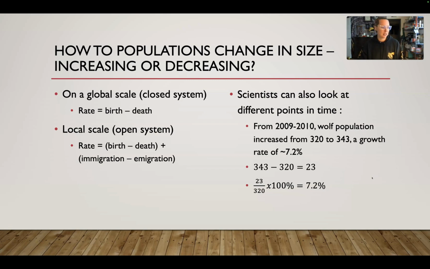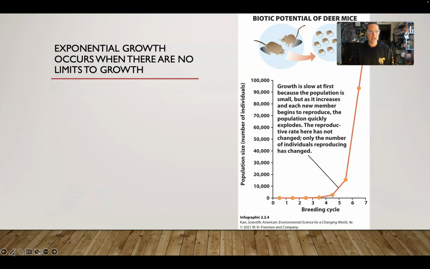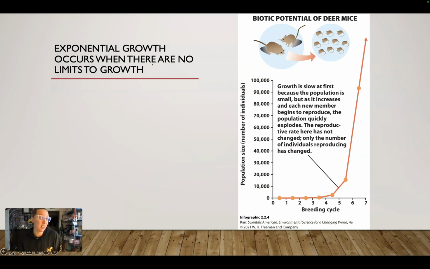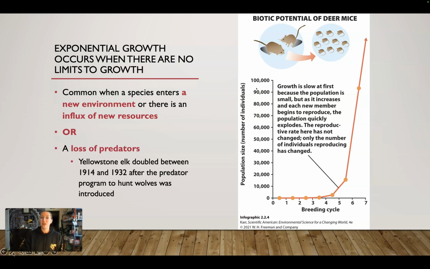But there's got to be limits to these growths, right? So there is, this is from your book here, looking at exponential growth, and this can occur where no limits exist within the growth, which is common when a species enters a new environment, or there can be an influx of new resources, or there can be a loss of predators. And this is what happened with the elk population in Yellowstone. The elk population doubled from 1914 to 1932 when the predator program allowed folks to hunt wolves to near extinction.